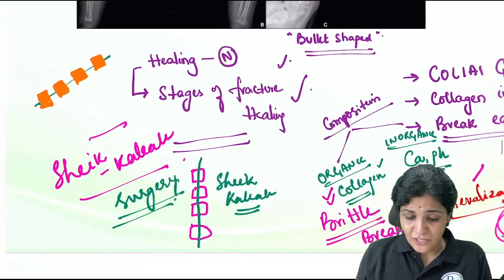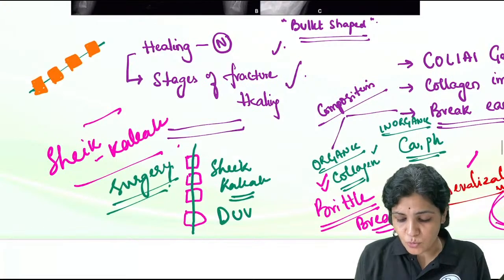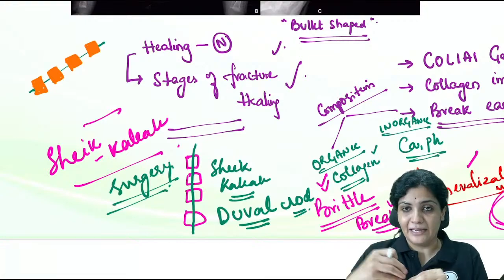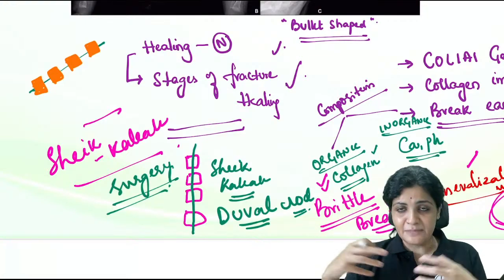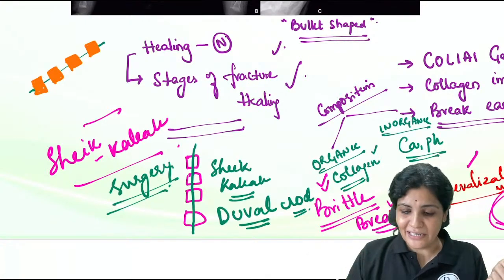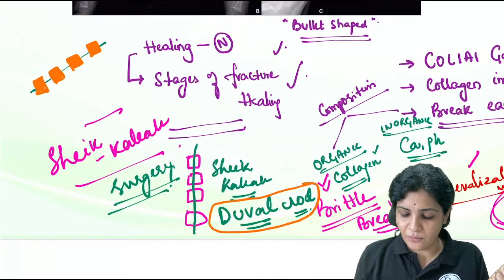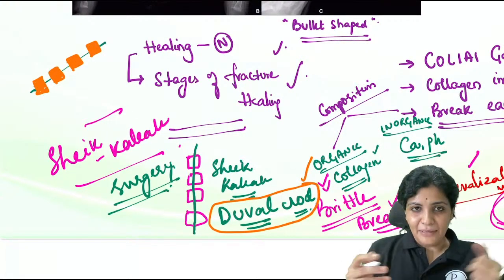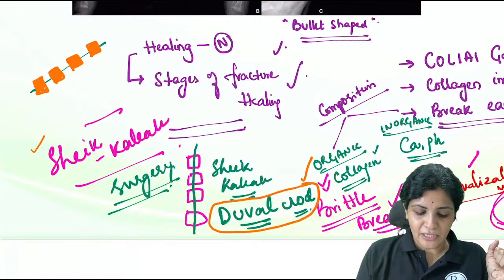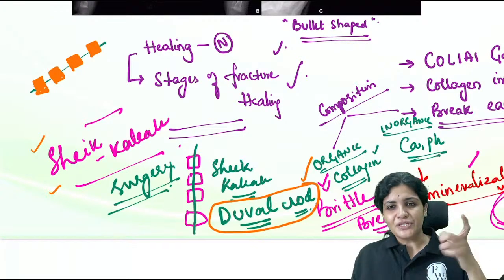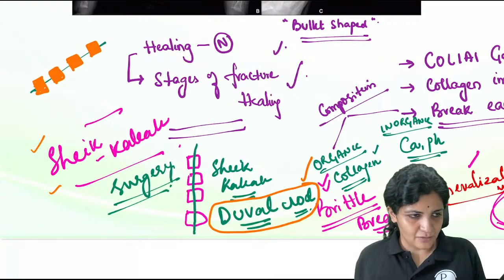And there is one more rod you have to remember, that is the dual rod. Dual rod is an intramedullary rod which is expandable, because usually we treat kids, right? We treat children, right? So this is the dual intramedullary rod which expands, and the sheikh kebab surgery is used in osteogenesis imperfecta. Because of its terminology, sometimes they can ask you in the exam.